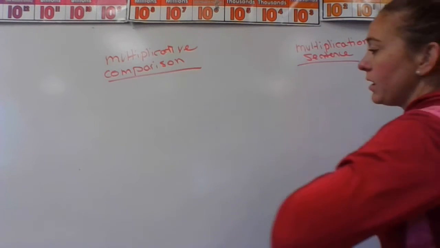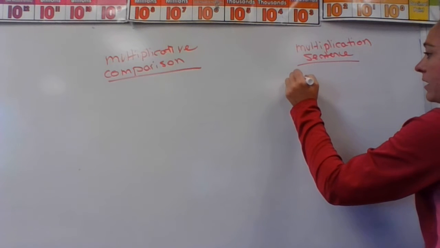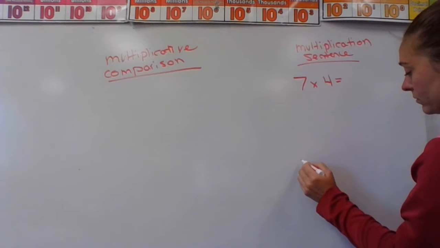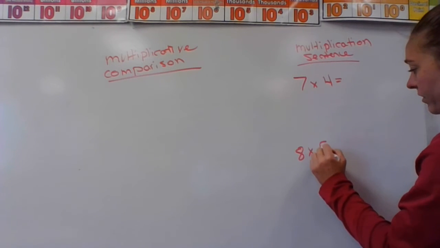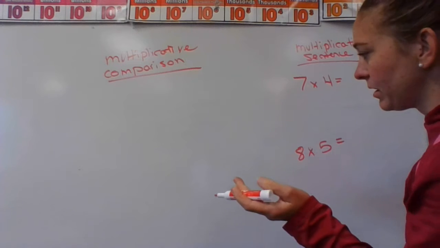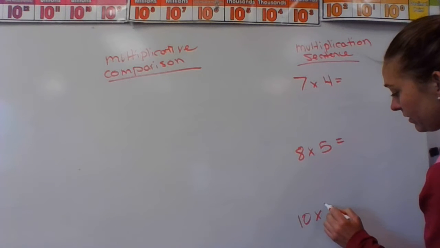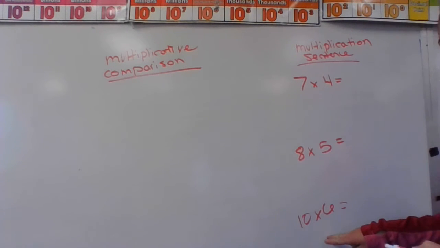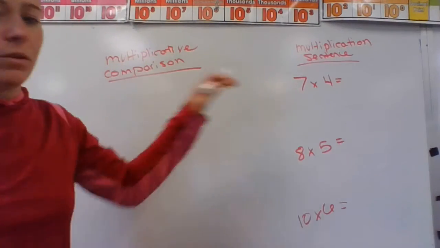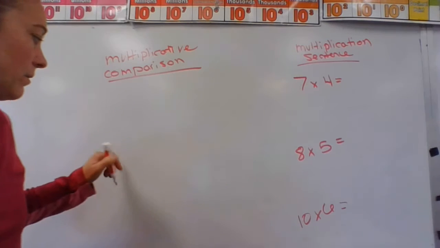I'll put a couple over here. I'll do the math first. 7 times 4 equals, and I'll do 8 times 5. And I'll do another one. You would probably want to do 4, 5, 6 maybe, but I'm running out of space on my whiteboard. And 10 times 6. Now I have to come up with a multiplicative comparison for each of these, but I'm not going to put them in the same order, because that wouldn't be fun matching them. So instead I'll do 7 times 4 in the middle over here.